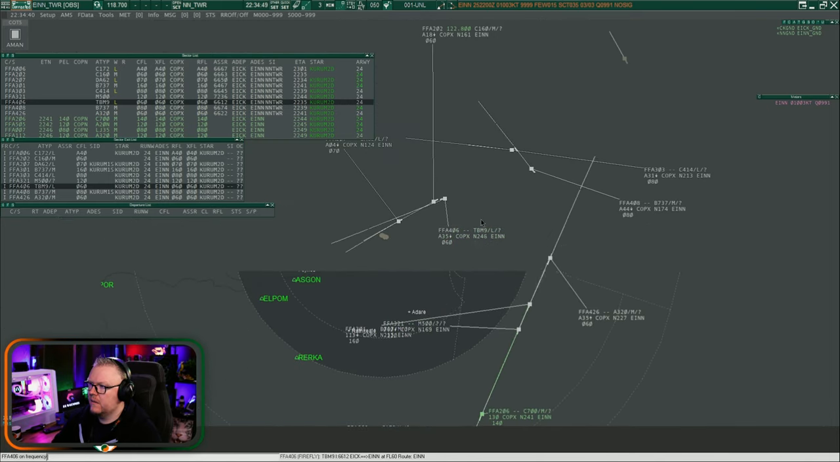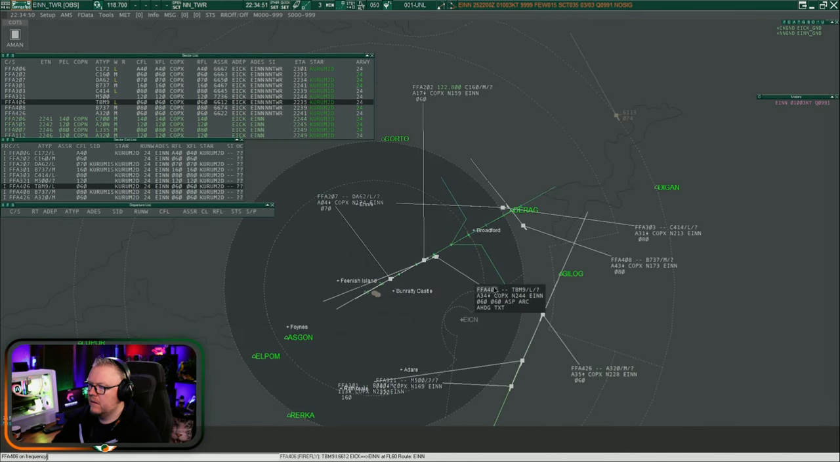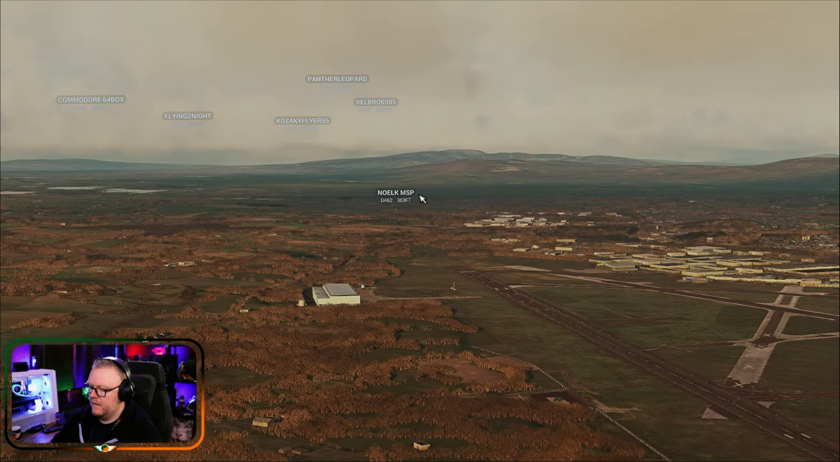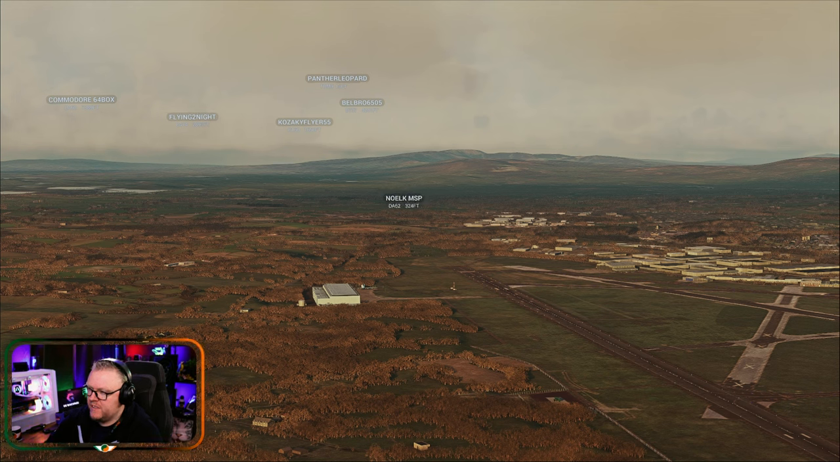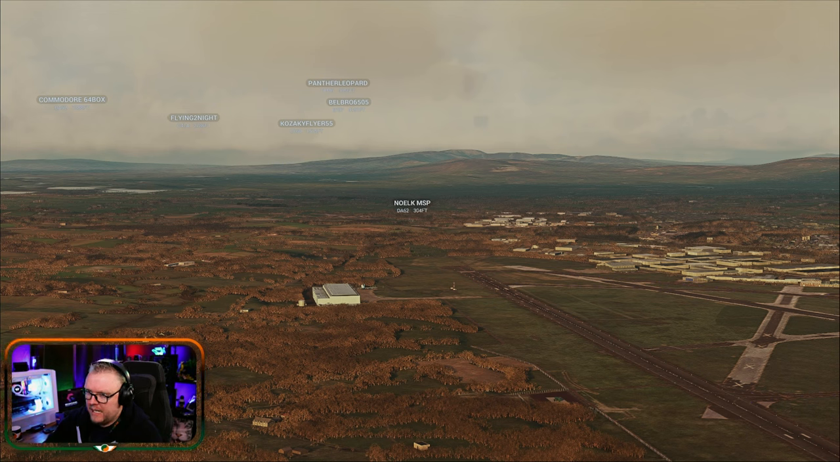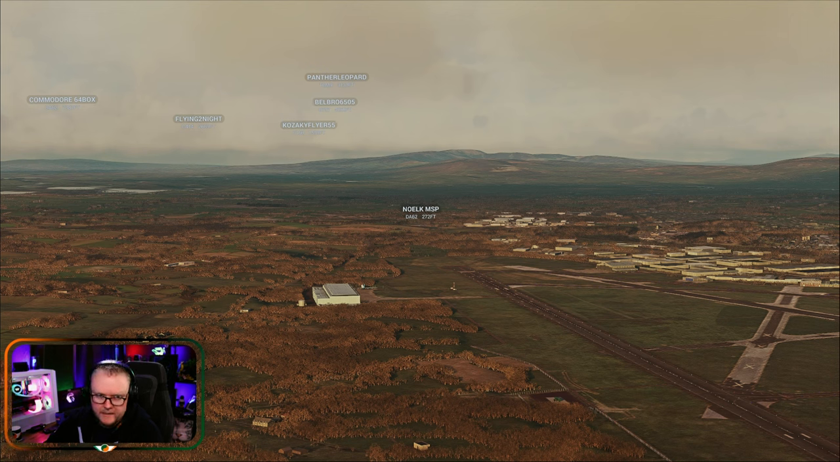Firefly 406, I can see the runway. Am I clear to land? Firefly 406, negative. You need to turn to heading 090, climb and maintain altitude 4,000 feet. You are not clear to land.